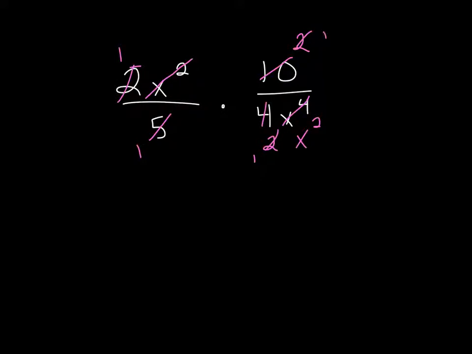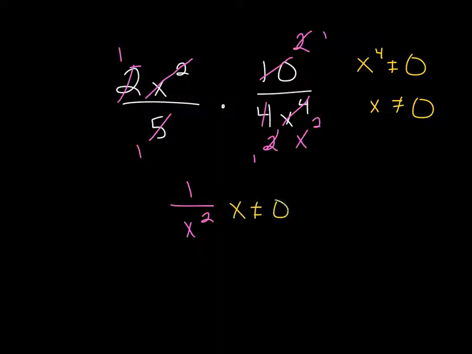After I've canceled everything, all I have left on top, or in my numerator, is a 1 times 1, which is 1. And then in the denominator, I have a 1 times x squared, which is x squared. Now we need to do our excluded values. X to the 4th cannot equal 0, and the 4th root of 0 is still 0. So x cannot equal 0.